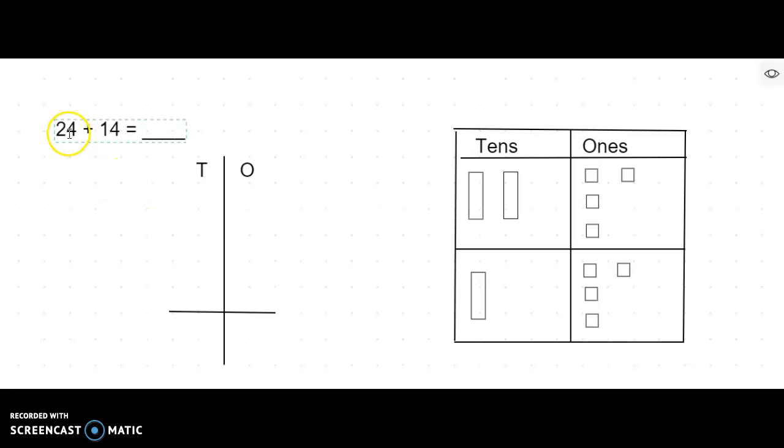So my first number is 24. I'm going to put it on top. It has two tens and four ones. So two tens, four ones. There's 24. The next number is 14. 14 has one 10 and four ones. So I'm going to put a plus sign and then one 10 and four ones for 14. Now I've set up 24 and 14 so that I can add them vertically by adding my ones and my tens without confusing myself.